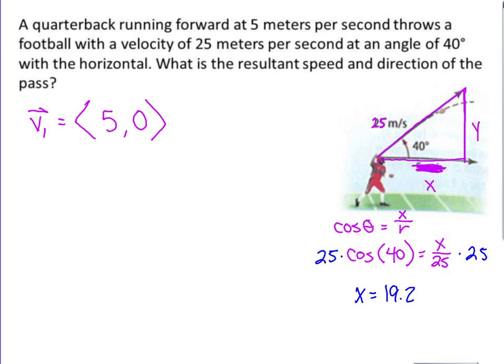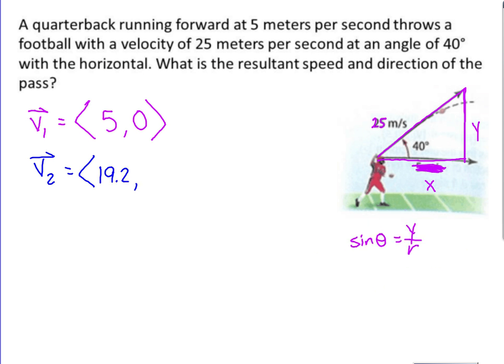We're going to do the same thing with your sine to find the y value. So we can say that the sine of 40 is equal to y over 25. To get the y by itself, we are going to multiply by 25 on both sides. And we're going to end up with that y is approximately 16.1. This should make sense that it's going more forward than it is up, since it is only at a 40-degree angle.